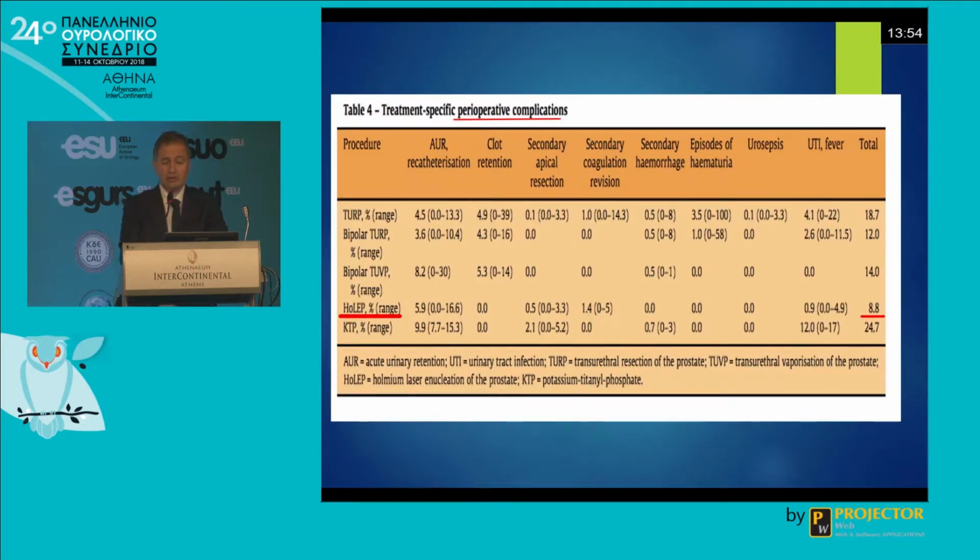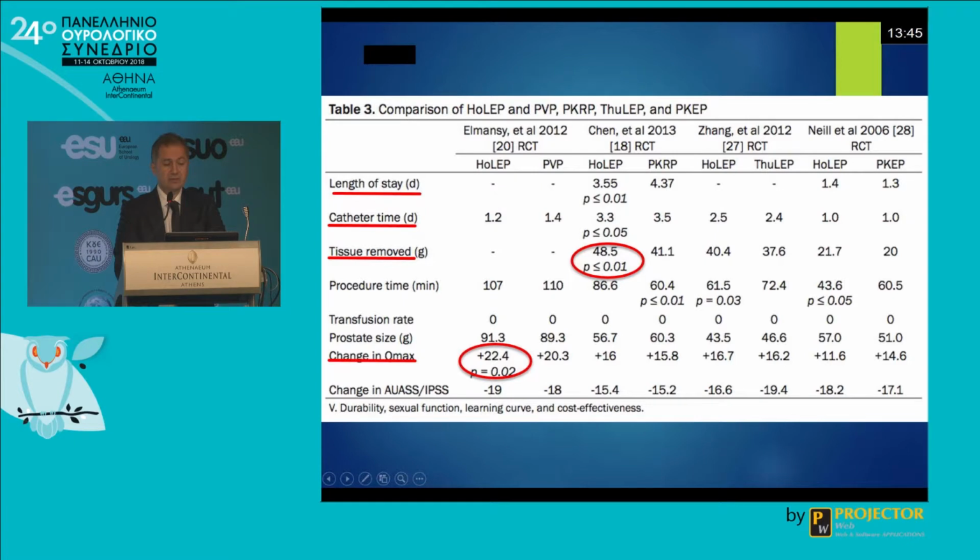And let's look at the complication rates. You see 8.8 for HOLEP. It's very low. They compared HOLEP versus the other transurethral procedures, and length of stay and catheter time are very low in the HOLEP group. Tissue removed is more than the other groups, and the change in Qmax is higher in the HOLEP group.